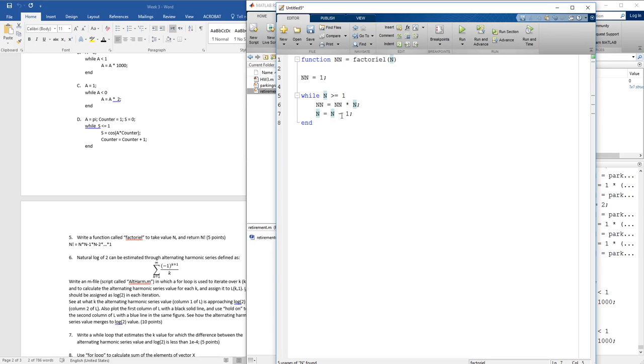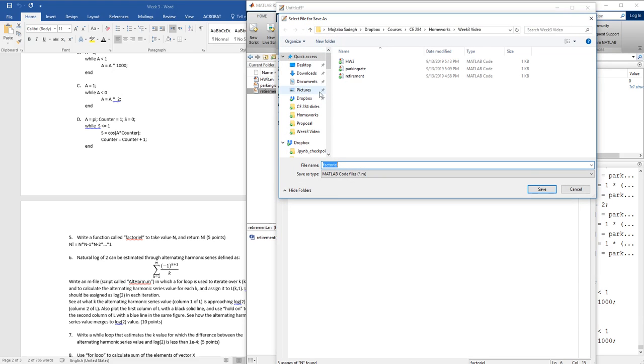So it goes all the way to n equal to 2, then this becomes n equal to 1, comes here, more than or equal to 1, yes. Then whatever nn was times 1, it doesn't change. Then 1 minus 1, it becomes 0. Comes back, 0 is more than or equal to 1? No. So it's going to stop right there.